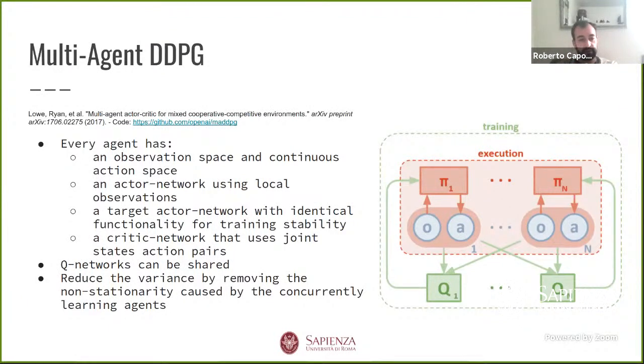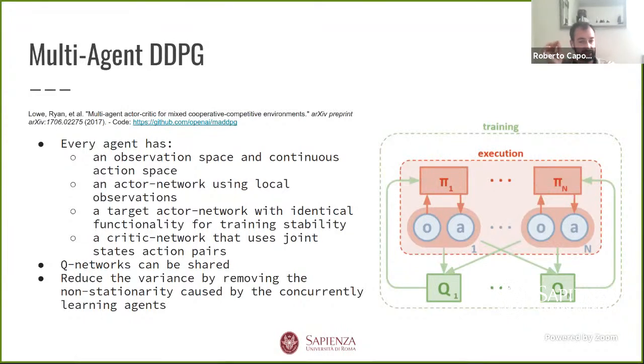So in this algorithm, we have, of course, the multi-agent setup where every agent has an observation space and a continuous action space, an actor network which is only using local observations. Okay, so the observation for the policy is local.